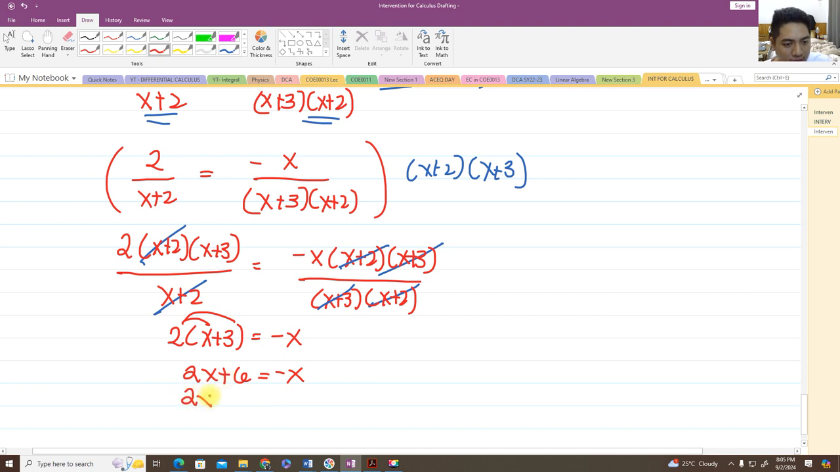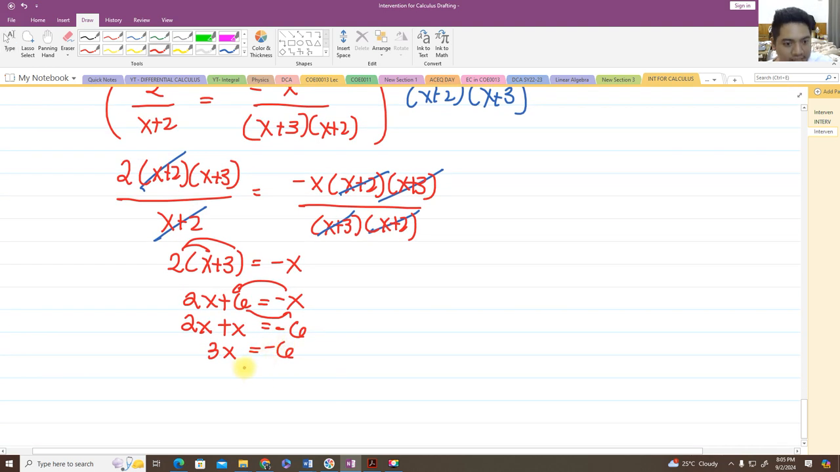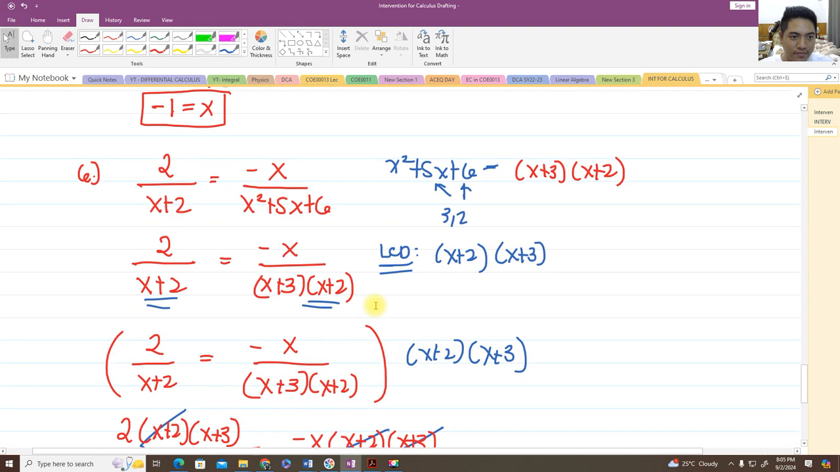So now you have 2x plus x. Transpose here. And I'm going to transpose positive 6 on the right side. We have negative 6. So that would be 3x equals negative 6. 2x plus x is 3x. Divided by 3. So negative 6 divided by positive 3, that would be negative 2. So the answer here would be negative 2. Okay.